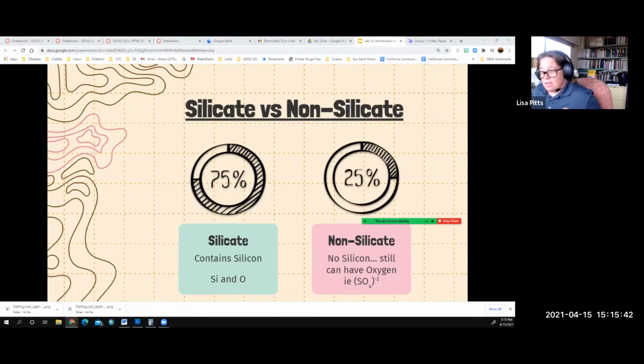so there are two different types of minerals, basically. They are either silicate, which means they contain silicon and oxygen, or non-silicate, which means they don't have silicon, but they still have oxygen. And so there's a video that we're going to watch right now.